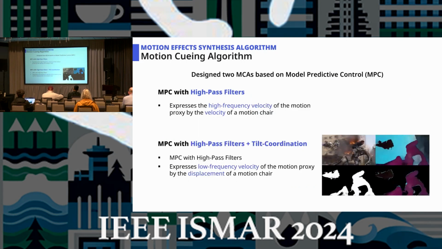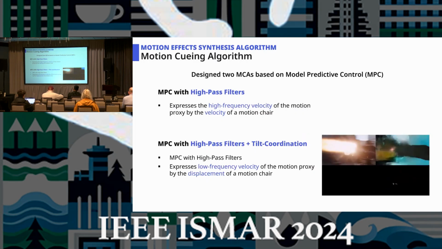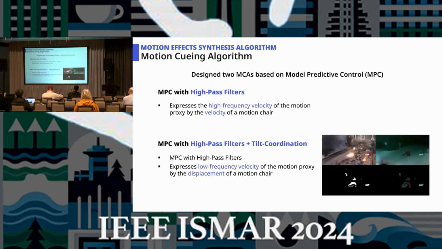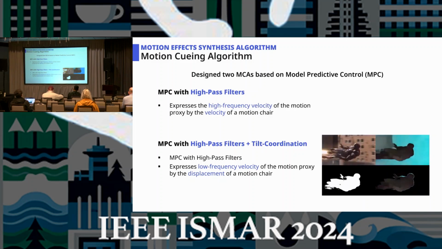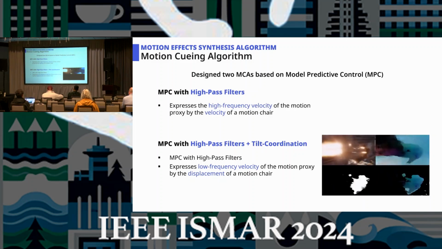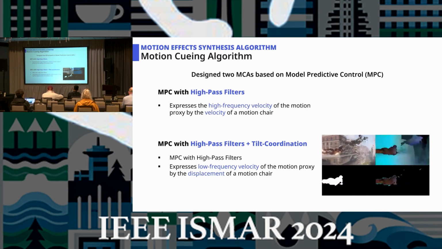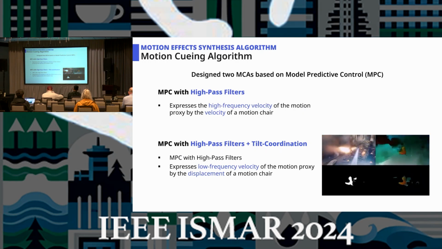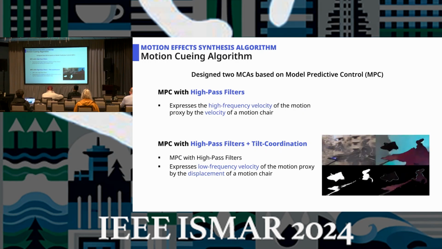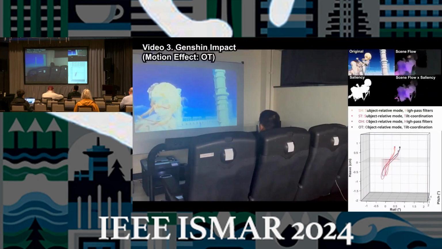The motion proxy obtained by the previous steps is converted into motion effects through a motion cueing algorithm. We designed 2 motion cueing algorithms based on MPC. MPC with high-pass filters expresses the high-frequency velocity of the motion proxy through the movement of the chair. The second algorithm, which also combines tilt coordination, expresses even the sustained movement of the object by tilting the chair.